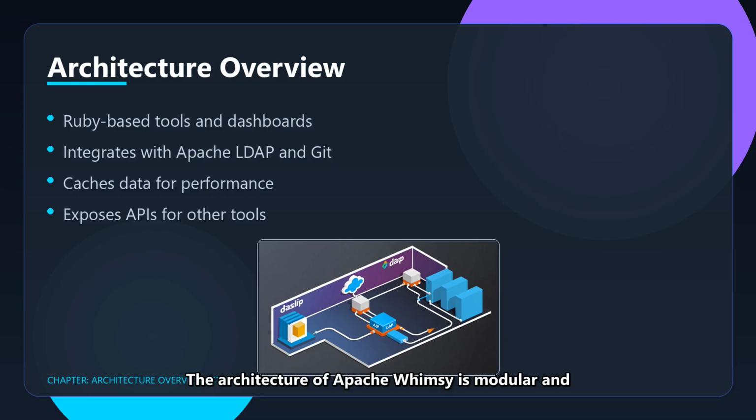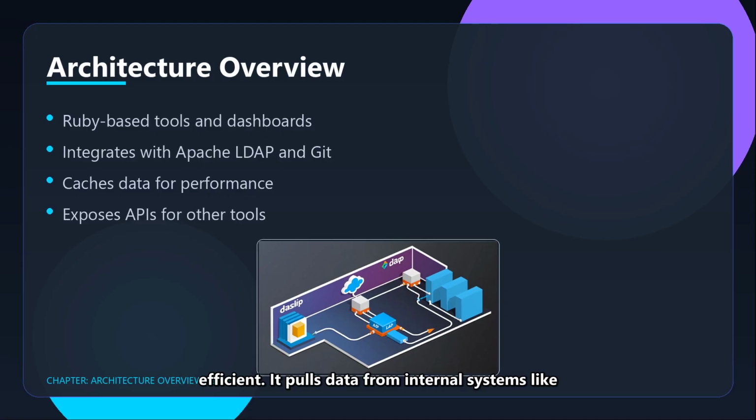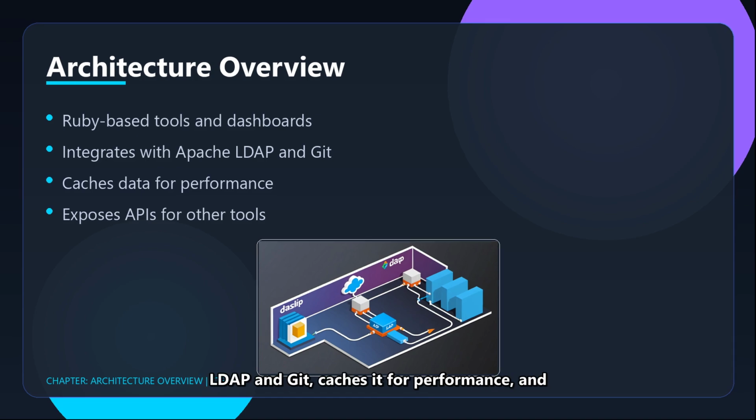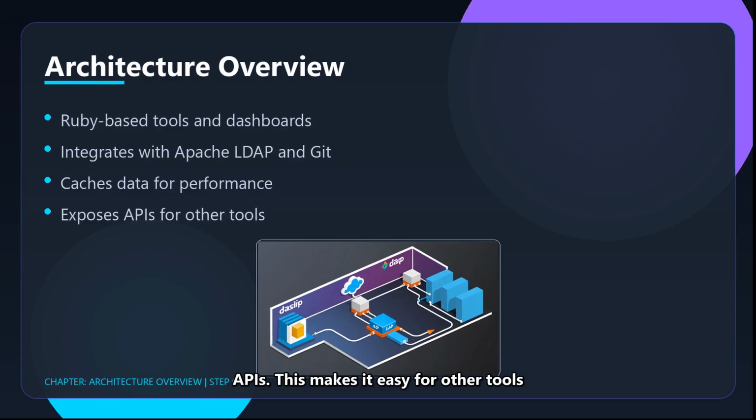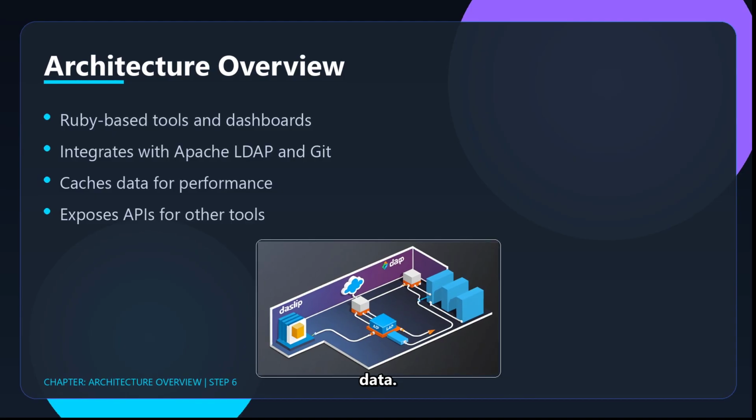The architecture of Apache Whimsy is modular and efficient. It pulls data from internal systems like LDAP and Git, caches it for performance, and exposes it through clean web dashboards and structured APIs. This makes it easy for other tools within Apache to consume and act on that data.